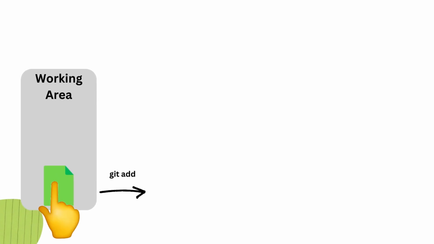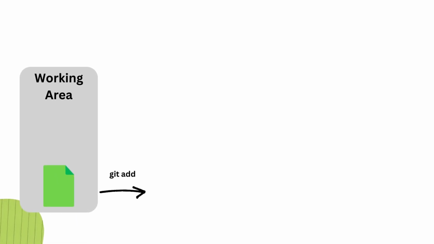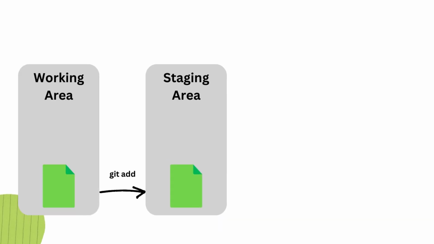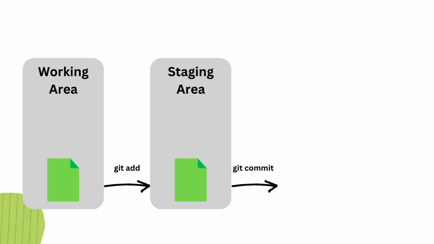So first, we have our working area, which is our working directory. We work with the files in this area, and then the files or the changes that we want to add into our repository, we have to first stage them. So we add this file to the staging area using the git add command, and then we save this file to the repository using git commit.